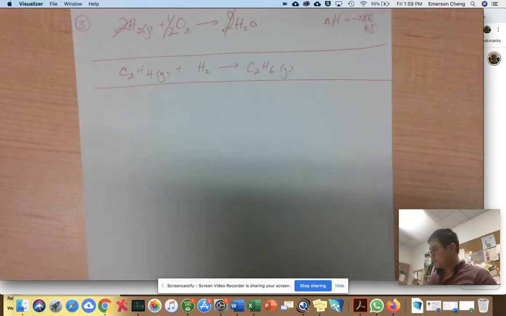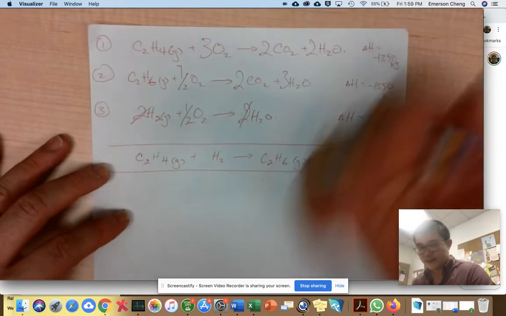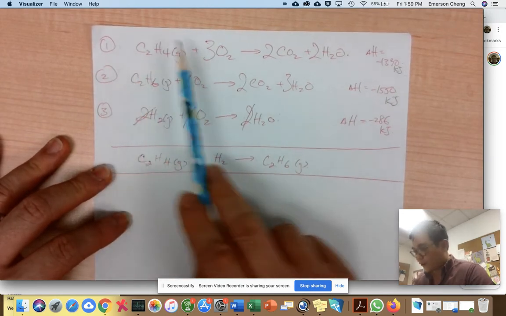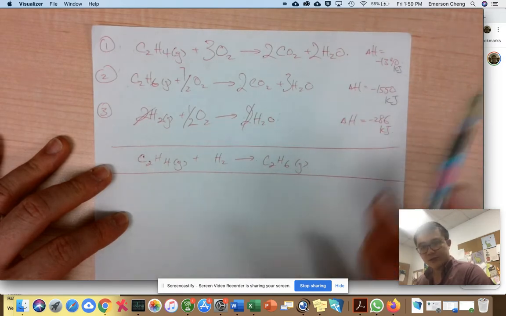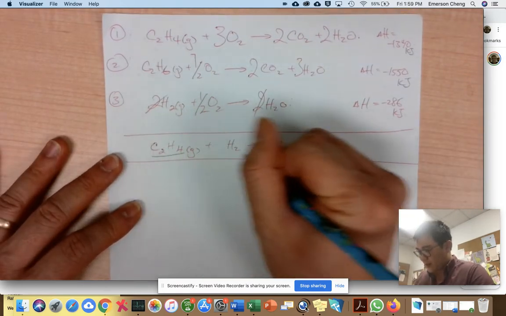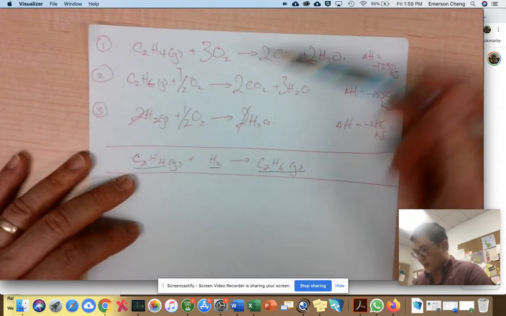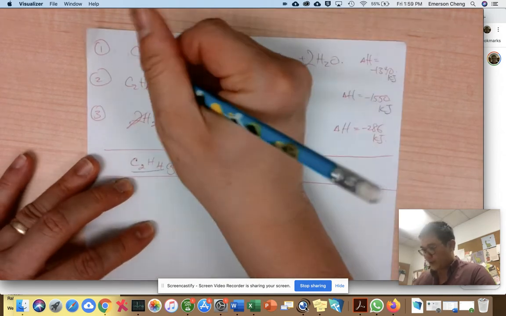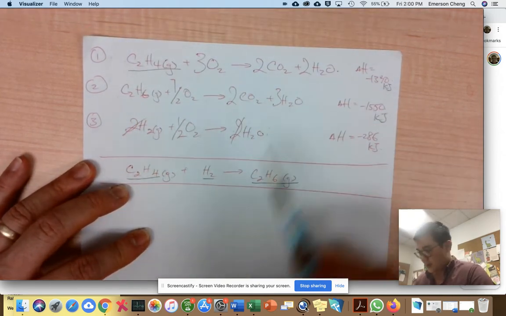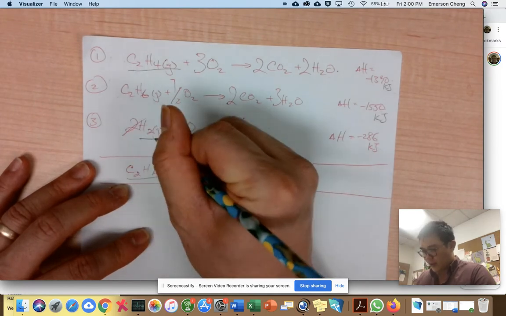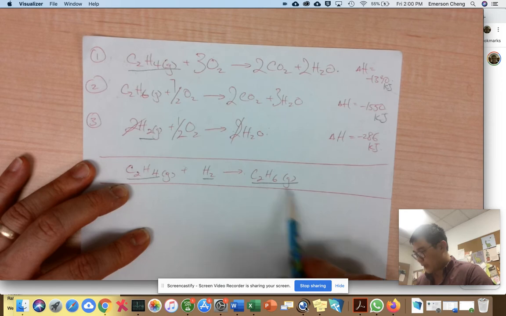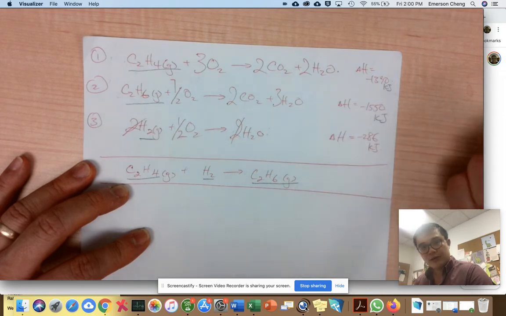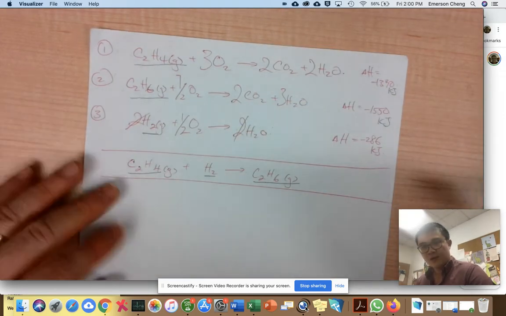So in this case, just like what I've done in class, using a system of equations, I actually numbered these equations first, just to keep things organized. It's much easier if you do that. And then afterwards, I underline the things I want within the system. So in this case, I want C2H4, so I underline C2H4 here. I want hydrogen, so I underline hydrogen here. I want C2H6, so I underline these. So these are the three things I want. The rest I don't want at all.